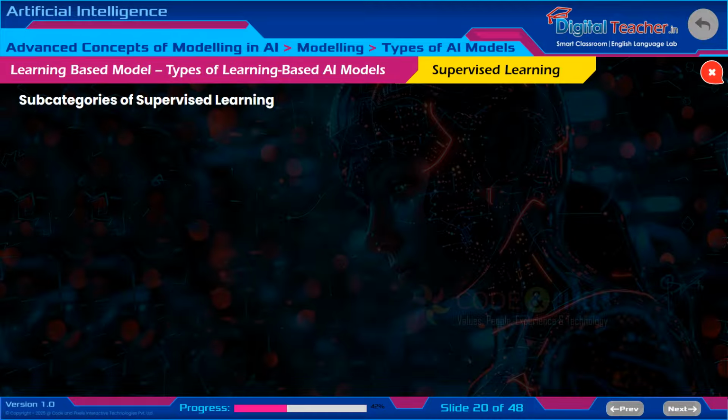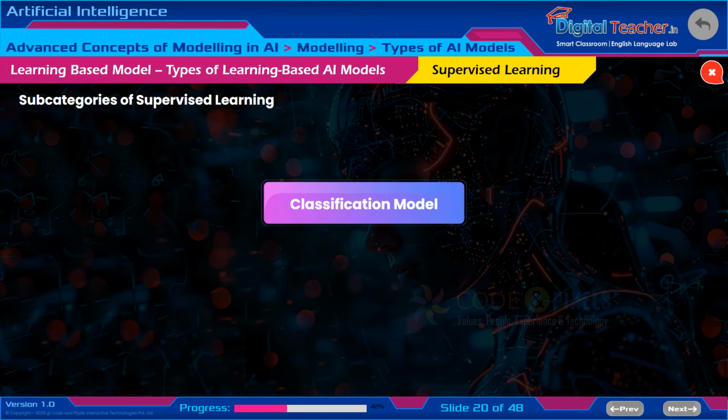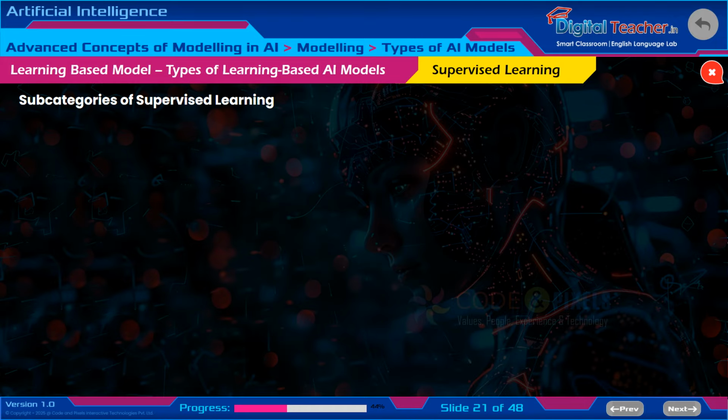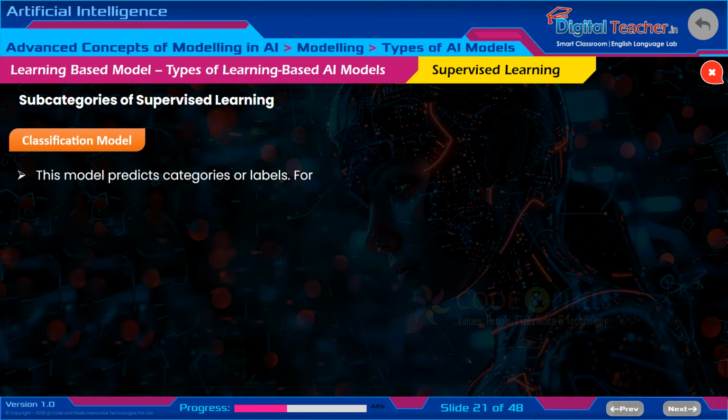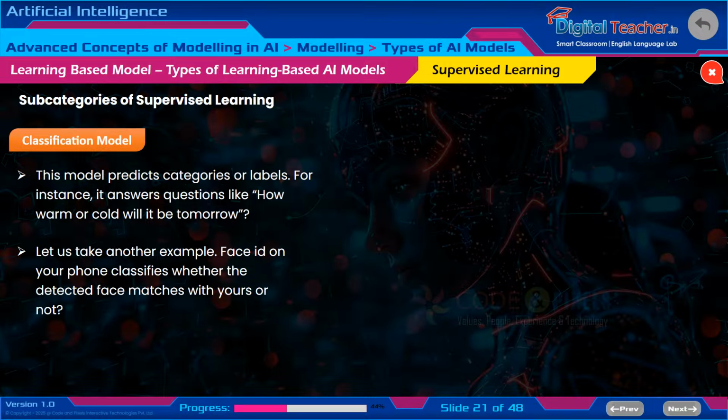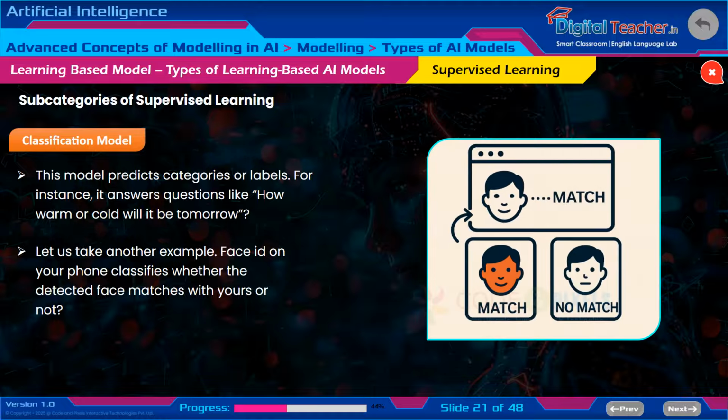Now, let us learn about subcategories of supervised learning. Supervised learning is categorized into 2 types: classification model and regression model. Classification model. This model predicts categories or labels. For instance, it answers questions like, how warm or cold will it be tomorrow? Let us take another example. Face ID on your phone classifies whether the detected face matches with yours or not.